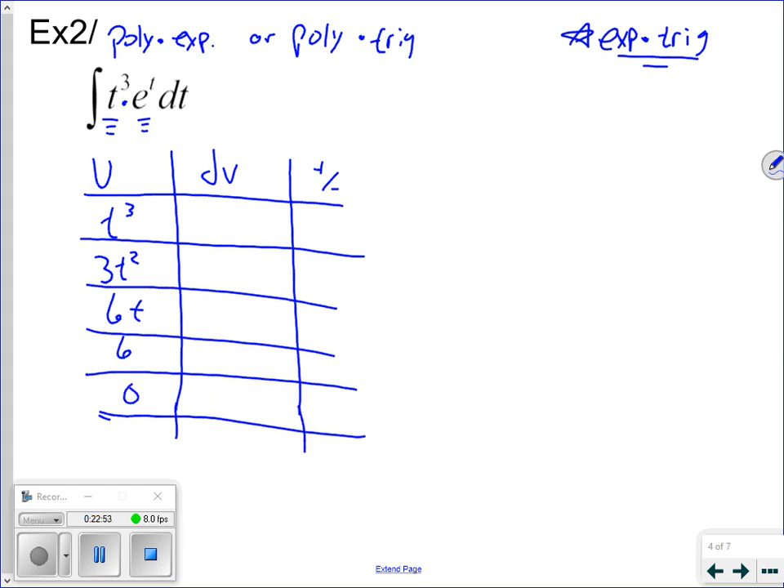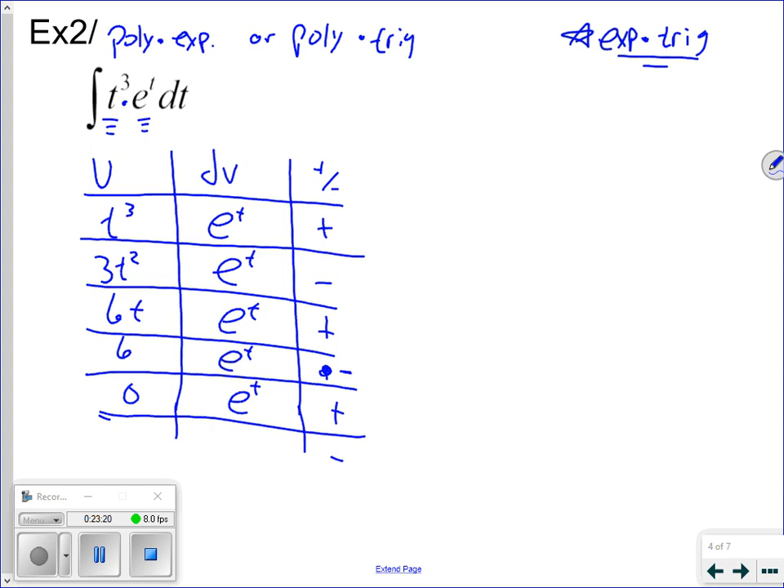I love dv. dv is e to the t. What's the integral of e to the t? E to the t. And then e to the t. This is like my favorite. I love it whenever it's e to the t, because the integration is always the same, so it's super duper easy. Okay. And the signs go positive, negative, positive, negative, positive, negative.